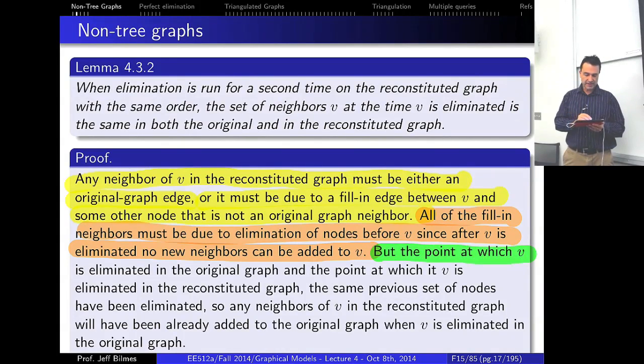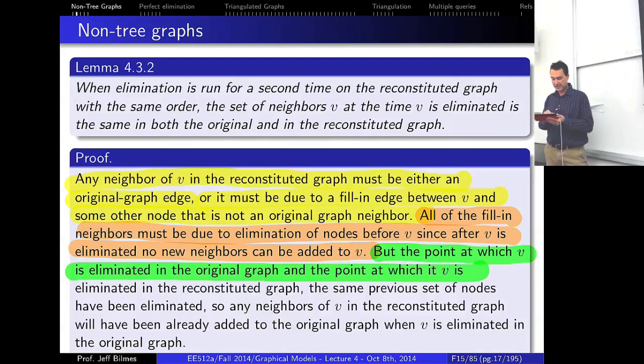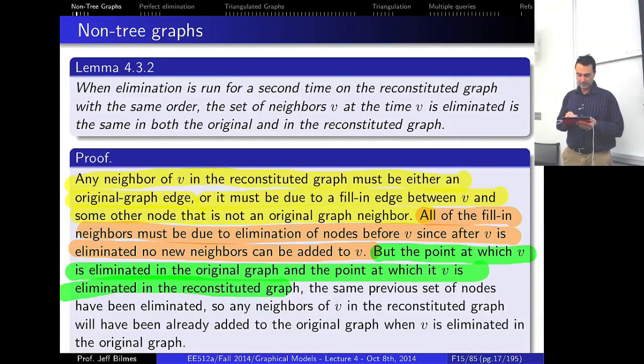at the point at which V is eliminated in the original graph and the point at which V is eliminated in the reconstituted graph, it's basically the same. So basically the same previous set of vertices have been eliminated because we're using the same elimination order.